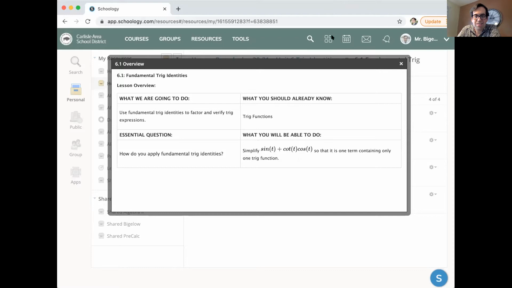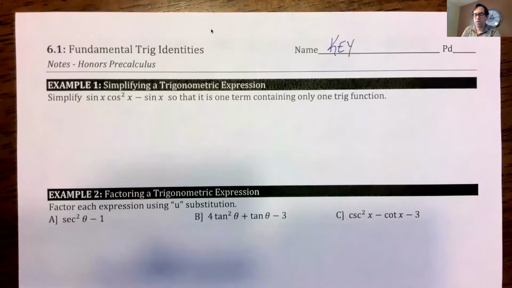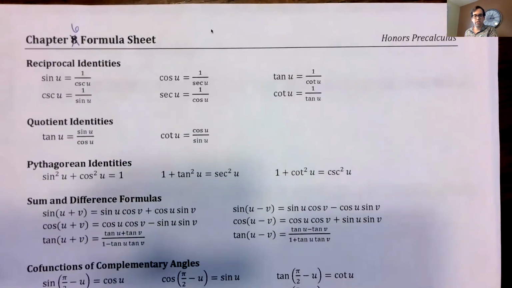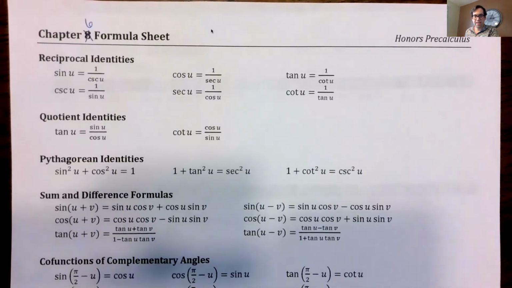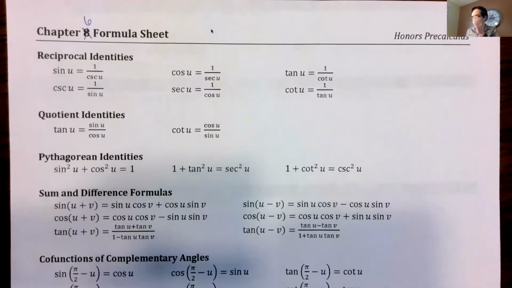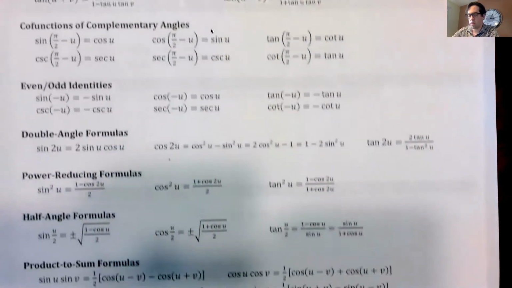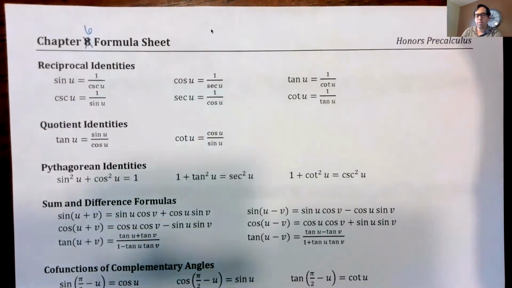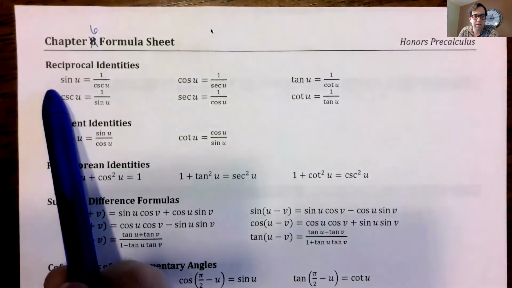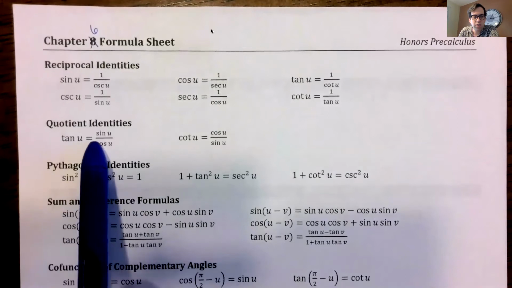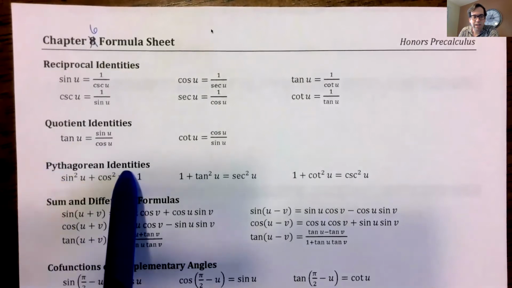So here are our notes for today, but before we even look at the notes, I wanted to show you this formula sheet. This is our chapter 6 formula sheet. It has all of the trig identities, is what they're called, that we're going to be using throughout the unit. It's a whole bunch of formulas, and don't worry, you're not going to have to memorize these. But today, what we consider to be the fundamental identities are the top 3 sections. So today we're going to be talking about reciprocal identities, quotient identities, and Pythagorean identities.